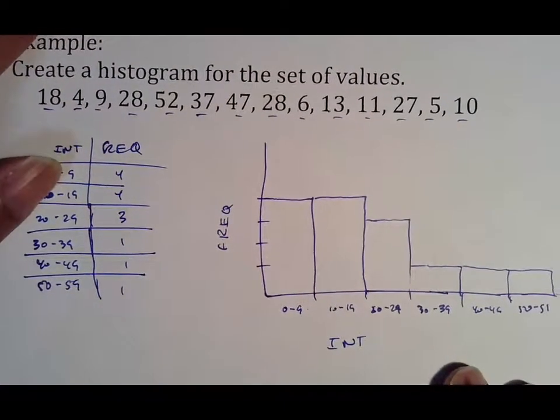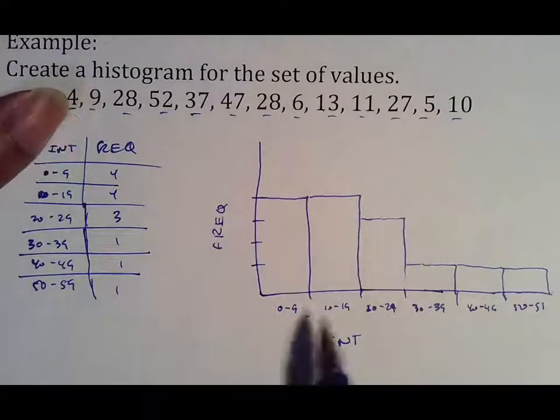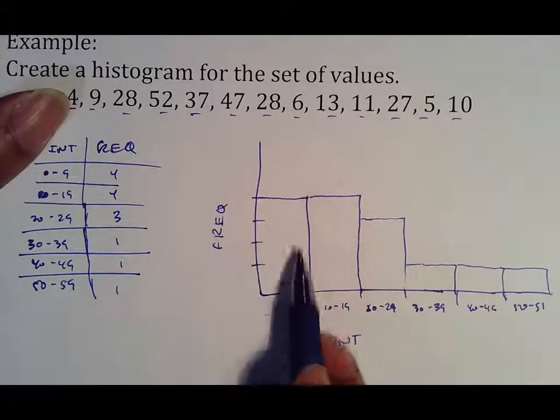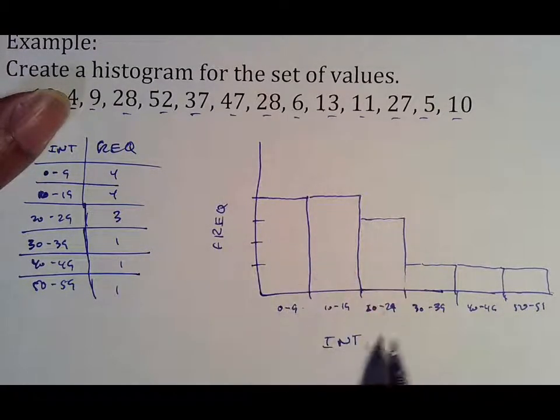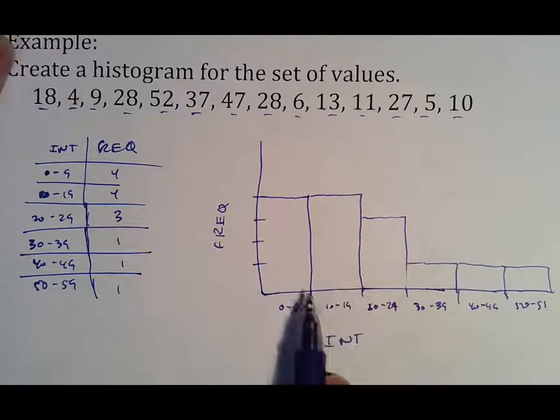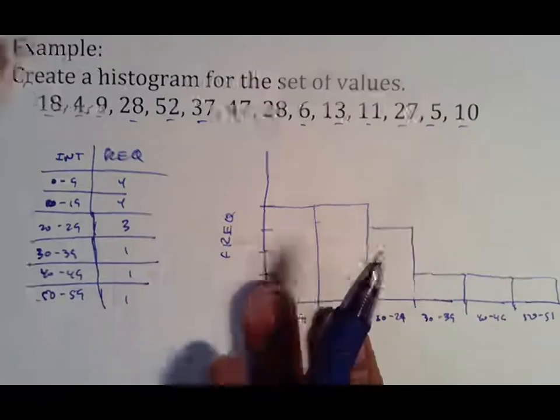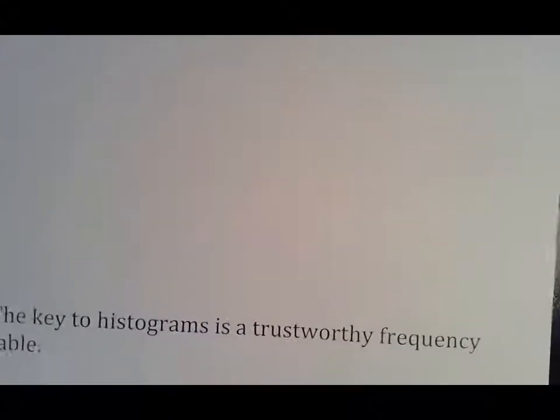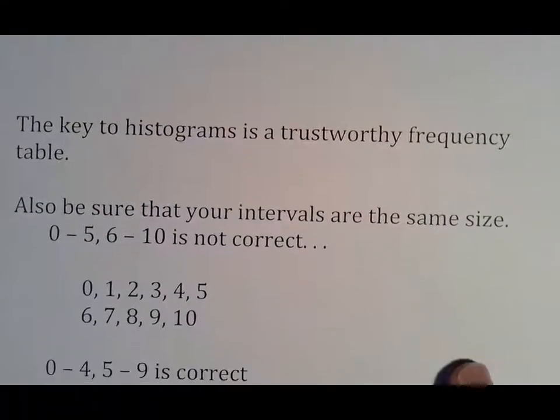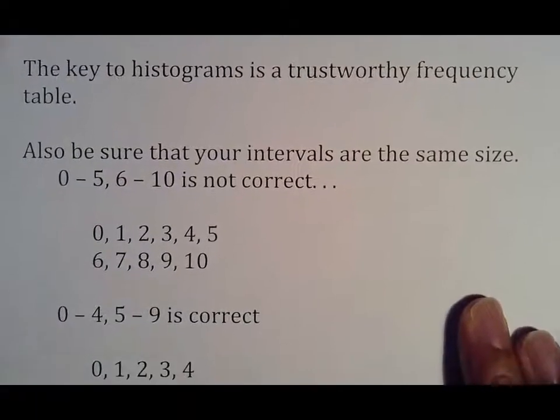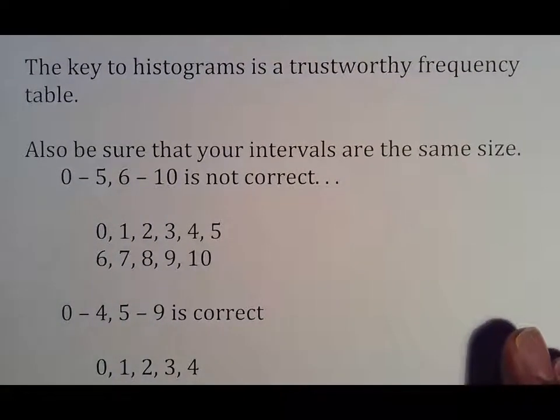So that's it. It's just a visual of saying there are 1, 2, 3, 4 values, 0 through 9, 4 values, 10 through 19, and so on. But again, you can't make a histogram without a frequency table first to keep things organized. The key to histograms is a trustworthy frequency table. Also be sure your intervals are the correct size, or the same size.